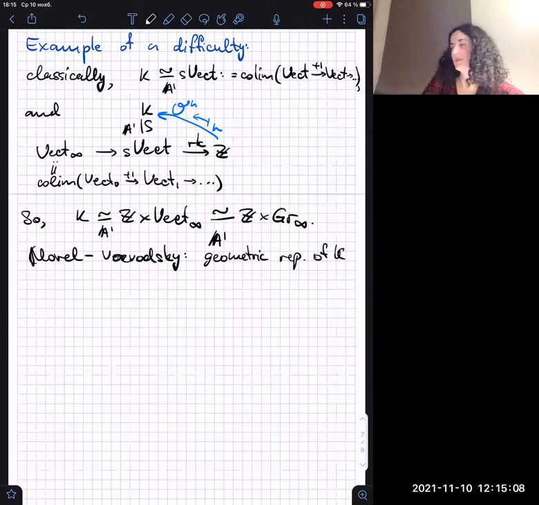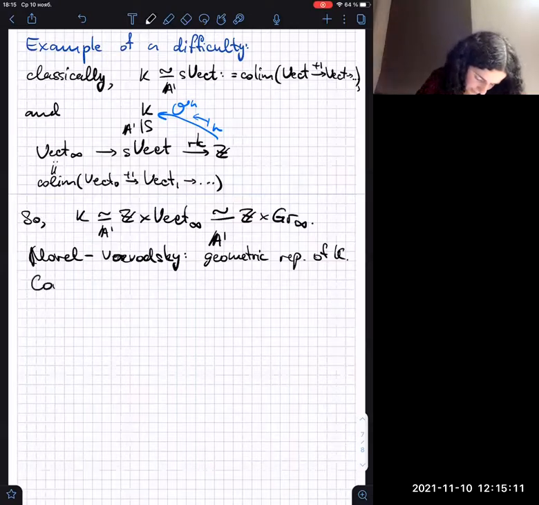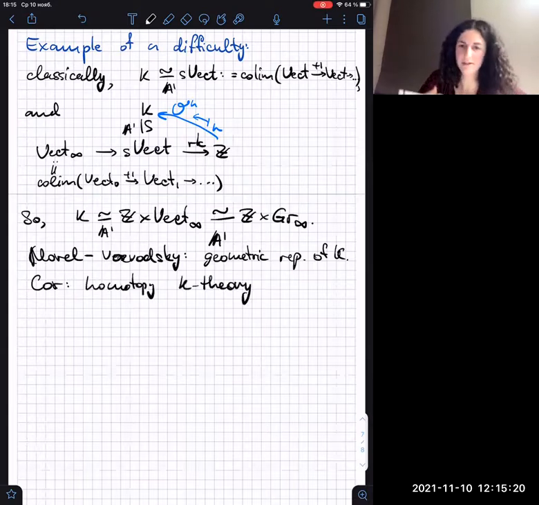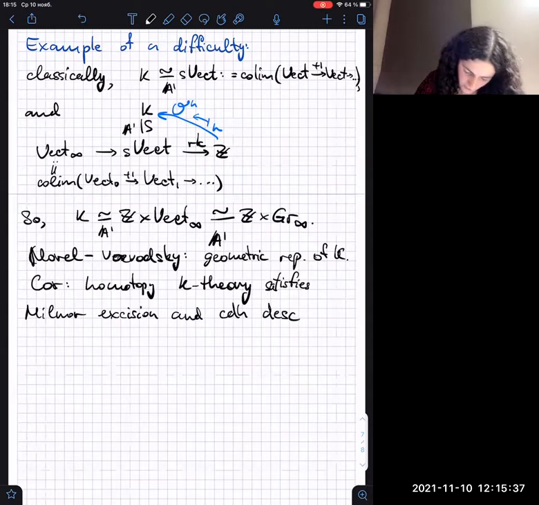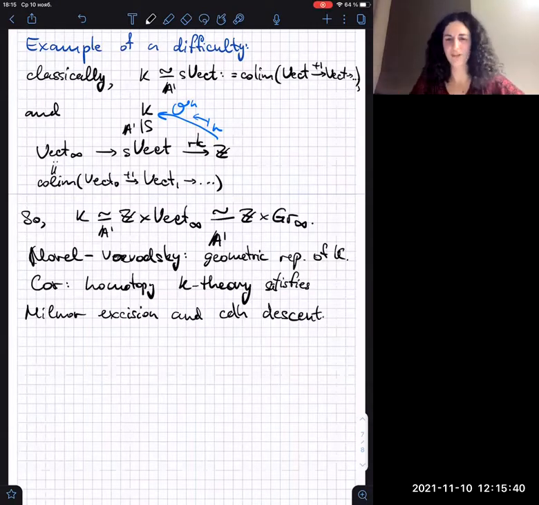And it has lots of nice corollaries. For example, a corollary of this result is that homotopy K-theory satisfies certain descent properties: so-called Milnor excision and cdh descent. And if you don't know these words, don't think about it; they don't matter much. I just wanted to point out that this geometric model up to A1 homotopy gives certain descent results for homotopy K-theory.